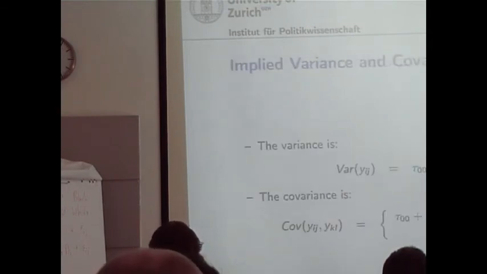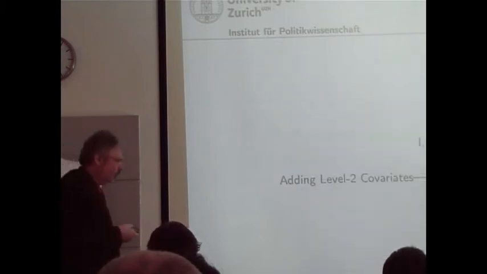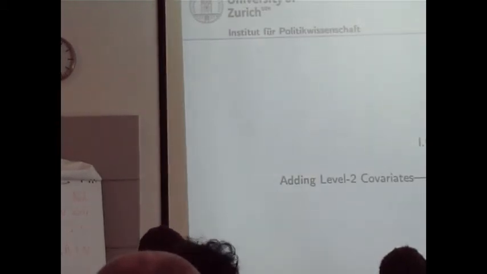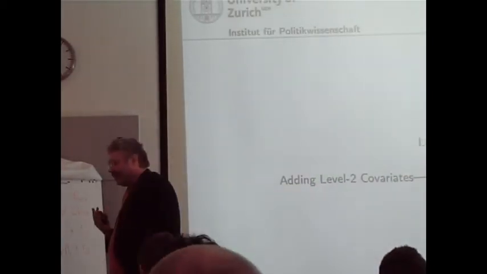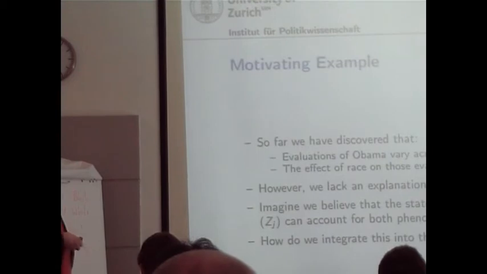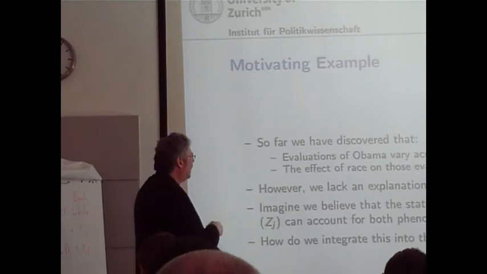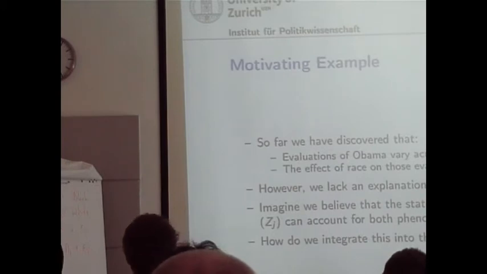So that was the random effects model. And now we're almost to what is a proper hierarchical linear model. Namely, we now just add some predictors at the second level. We're going to come up with an explanation for why the intercepts and the slopes vary. In this case, I'm going to focus on the percentage of blacks. And because what we've so far discovered is that evaluations of Obama vary across states. That's probably no big surprise.